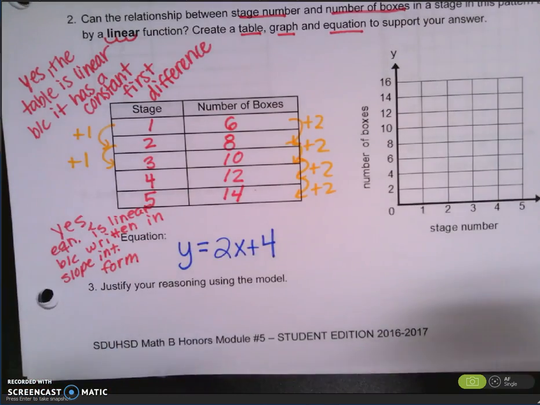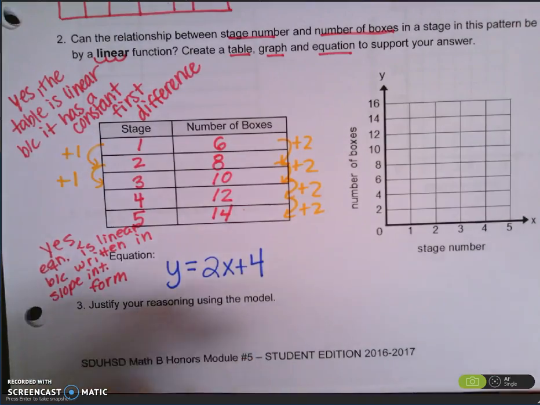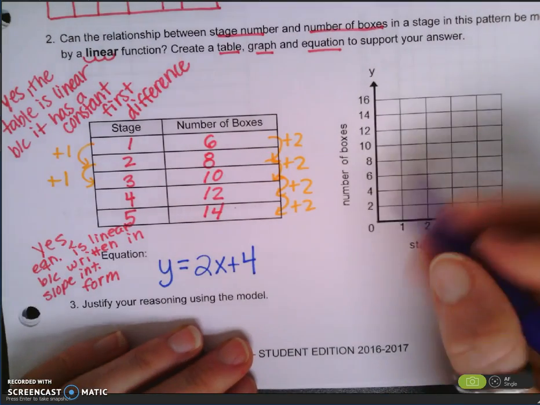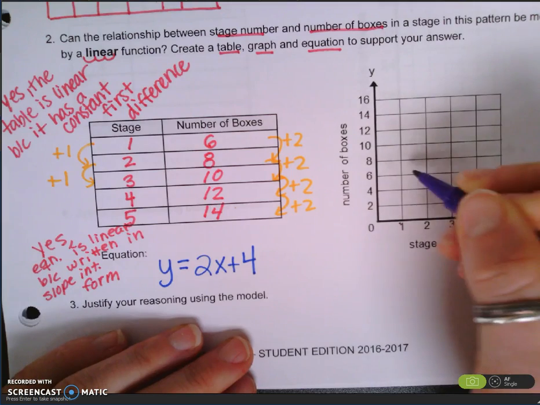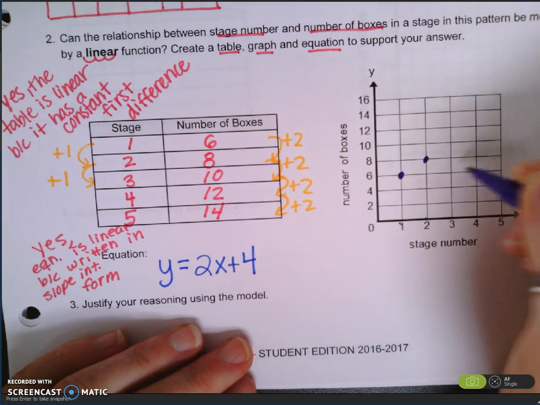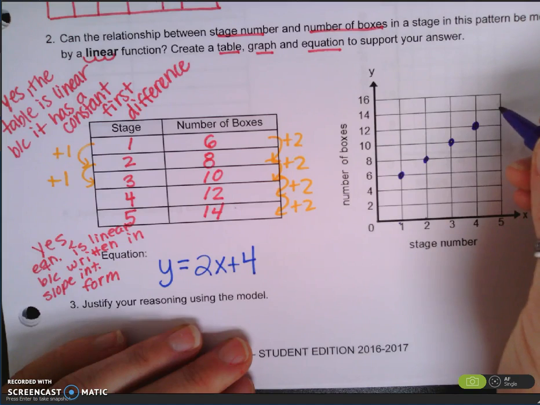Excellent. The next part it wants us to talk about is the graph. So let's take a moment and graph this relationship, this pattern. Stage 1 has 6 blocks. Stage 2 has 8 blocks. Stage 3 has 10. Stage 4 has 12. And stage 5 has 14.